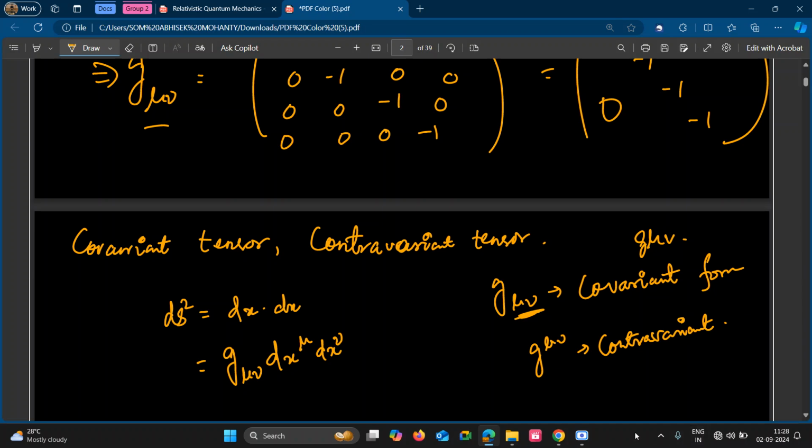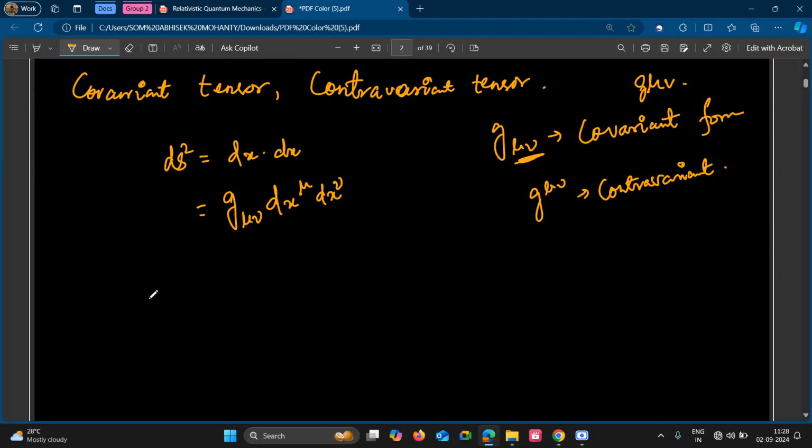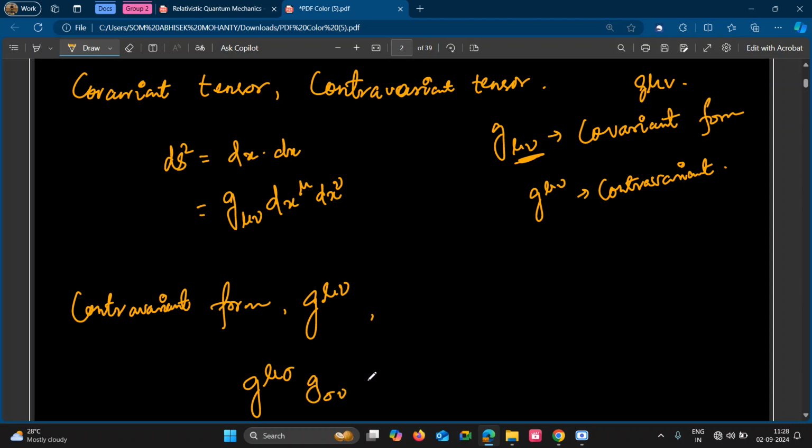So what will the contravariant form be? Let me write. The contravariant form of the metric tensor, g mu nu, will be, if I write it, g mu sigma, g sigma nu, is equal to delta mu nu. And it will become 1, 0, 0, 0, everything will be 1.